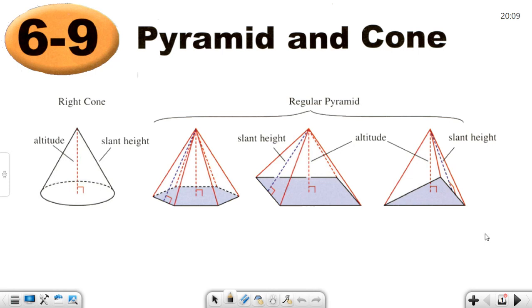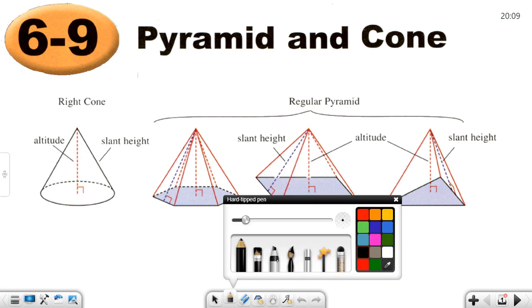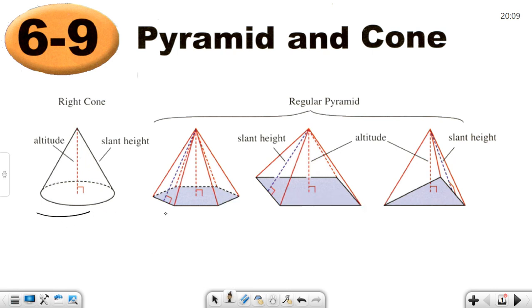Pyramid and cone. As all you know, that's a cone. These are pyramids according to their base. This is a triangular pyramid, this is a rectangular or square base pyramid, and this is a hexagonal based pyramid. So their base is again important here, but they are regular pyramids, so this must be square.